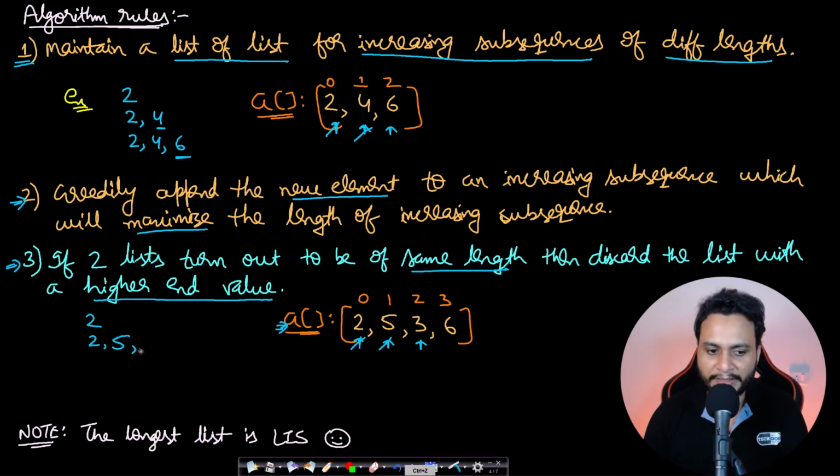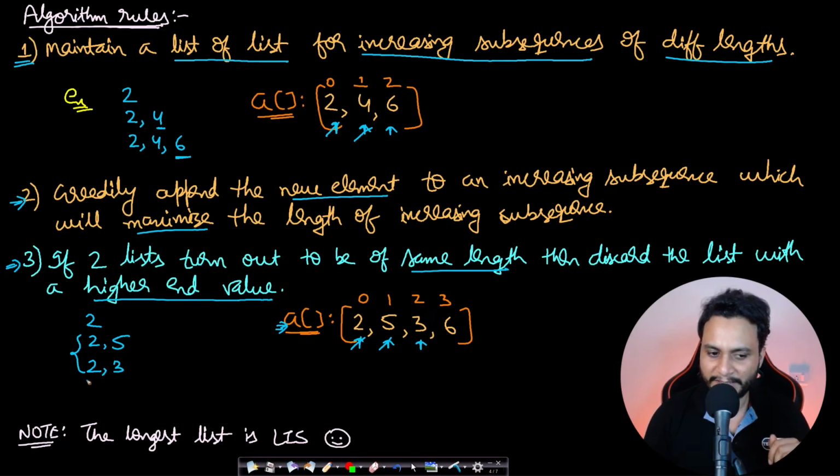And why can't I append 3 after 5? Because that is not maintaining the rule of strictly increasing subsequence, right? So I cannot append it after 5, but I can always append it after 2. If I append it after 2, then I will make a new list 2, 3. Now if you look at it, I have seen the first 3 elements. I have a list of size 1 which only contains 2. I have 2 lists of size 2. But according to the rule, we have to maintain only one list for every length. And I have 2 lists here.